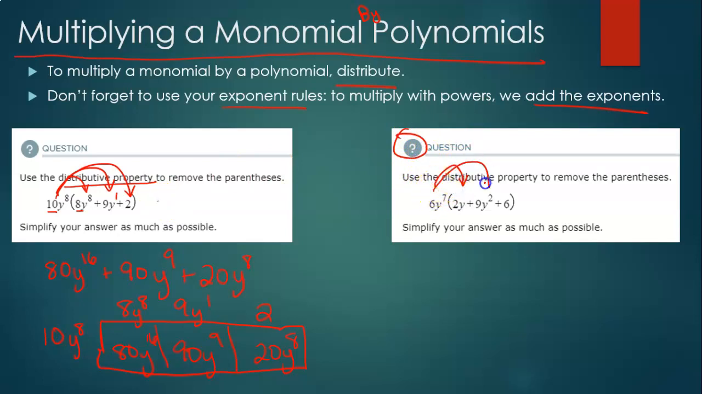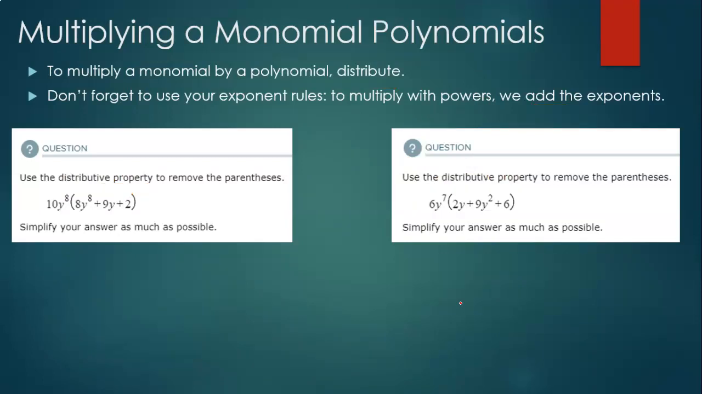Whether you use the distributive property or the box method, you should have multiplied everything times 6y to the 7th. 6 times 2 is 12, and y to the 7th times y to the 1 is y to the 8th. 6 times 9 is 54. Y to the 7th times y to the 2nd is y to the 9th. And 6 times 6 is 36, y to the 7th. If you used your box method, you should have gotten the exact same thing. You just got to make sure you rewrite it with your pluses in the middle.